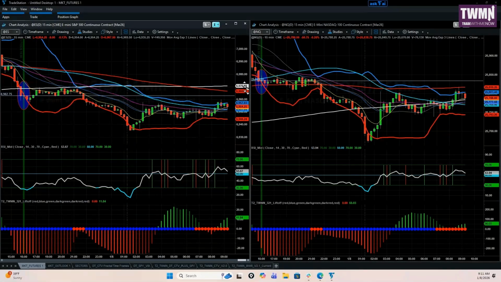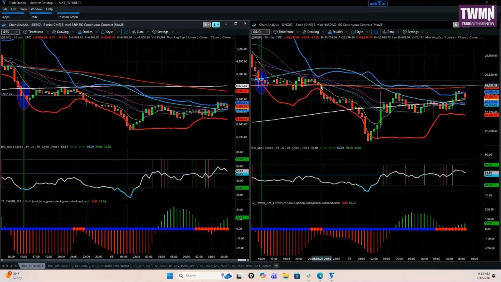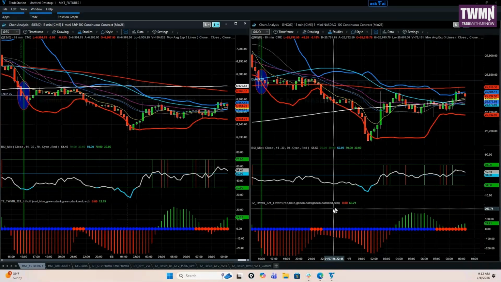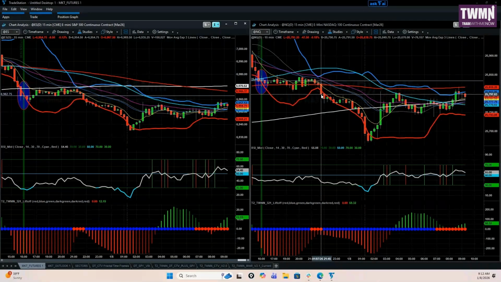You can see right here, it just held steady, and then right here around 9:45. Now remember, on TradeStation, this time marker is when the candle closed, not when it opened. So at 9:45, this is actually the 9:30 candle. This is a 15-minute chart here. So this candle opened at 9:30, closed at 9:45, and then we started failing right here.